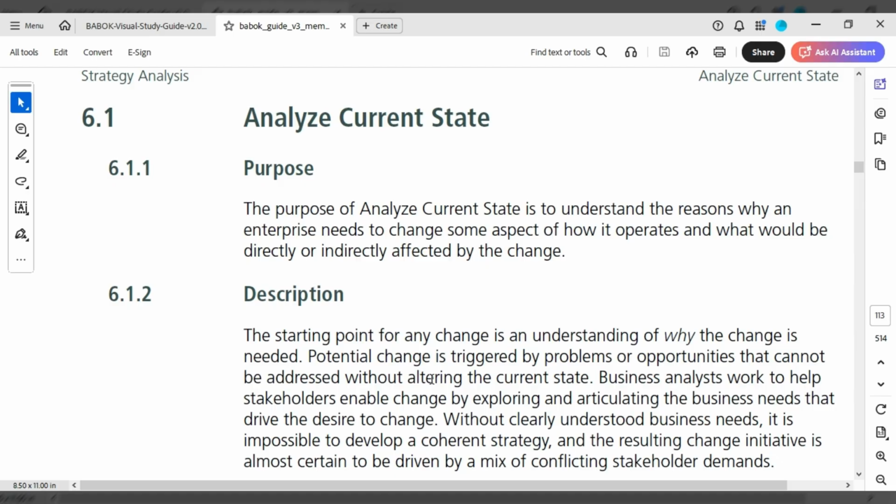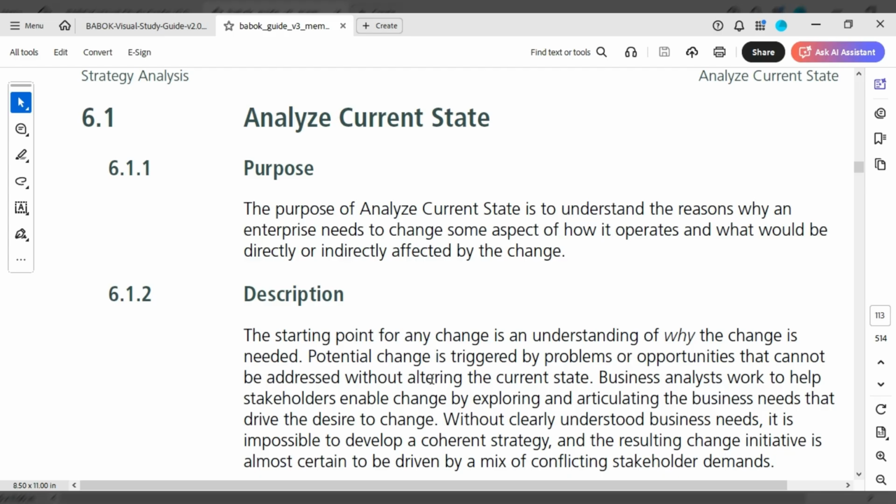So analyze current state. What is the purpose of you as a business analyst analyzing the current state? The purpose of analyze current state is to understand the reason why an enterprise needs to change some aspect of how it operates and what would be directly or indirectly affected by the change. This is superb, on point. Now, why do you want to know the current state of a business, or the current state of whatever you want to help a business with? Simple. It is to know what is obtainable, what they are doing currently, and even to know, do they actually need the change? Actually, yeah, these are the questions you have to be asking yourself.